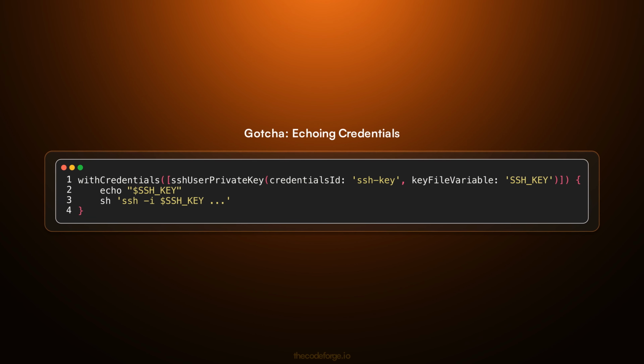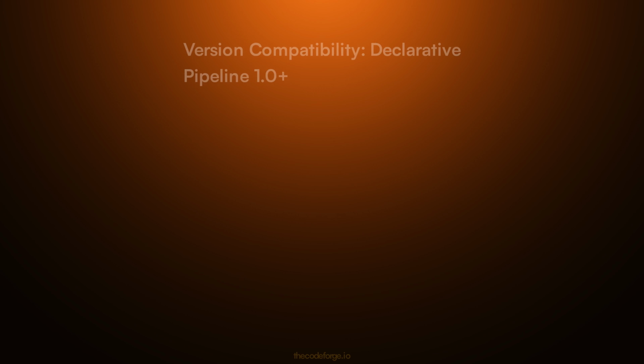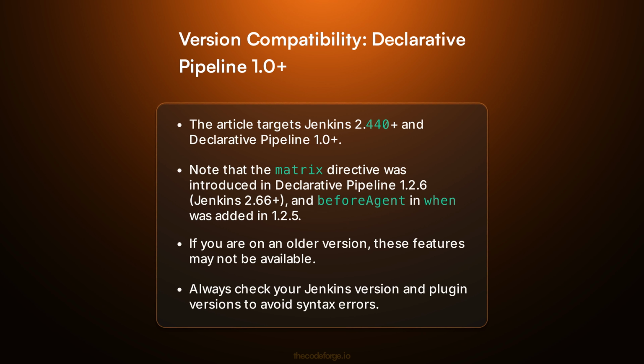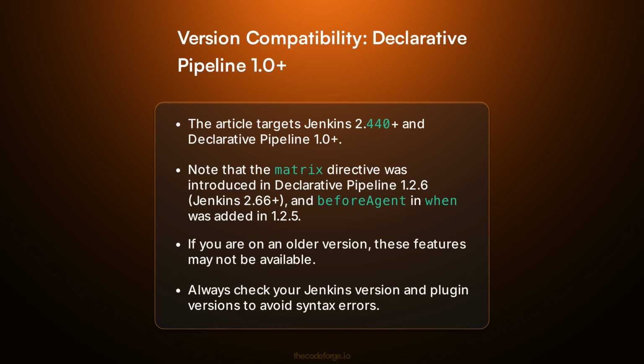Echoing a credential variable prints the secret in plain text. Jenkins masks the credential binding, but not the variable expansion. Always avoid echoing credentials. The article targets Jenkins 2.44+ and Declarative Pipeline 1+. Note that the matrix directive was introduced in Declarative Pipeline 1.26, Jenkins 2.66+, and beforeAgent in 1.25. If you are on an older version, these features may not be available. Always check your Jenkins version and plugin versions to avoid syntax errors.